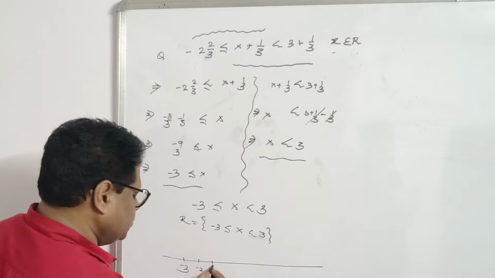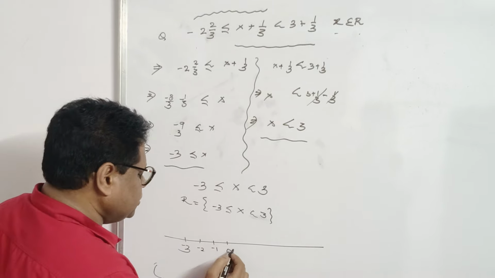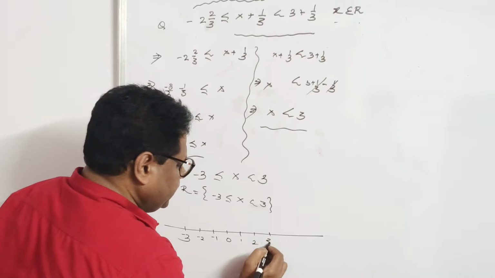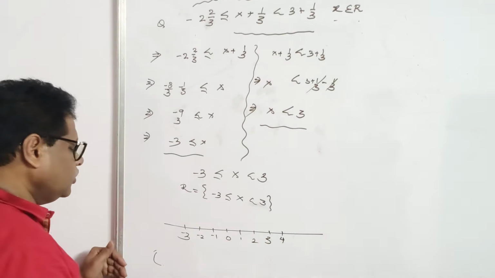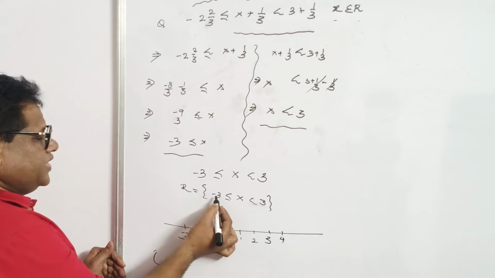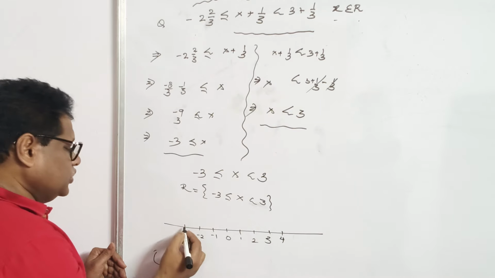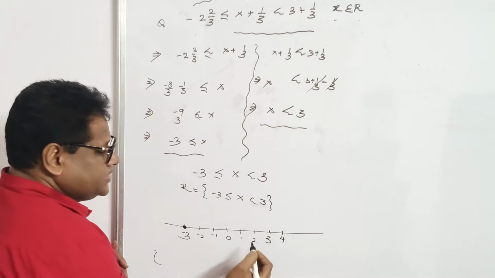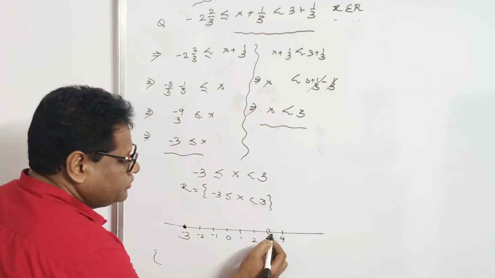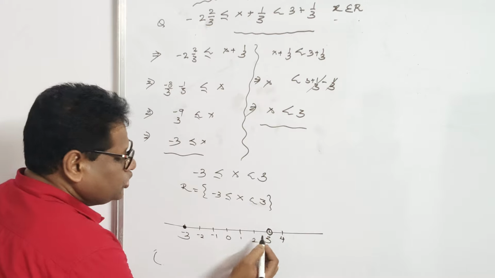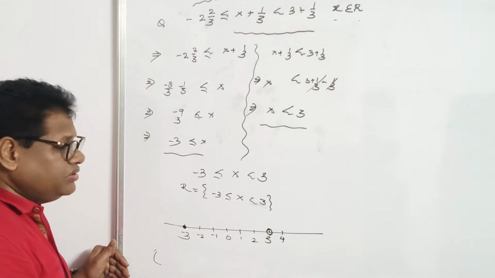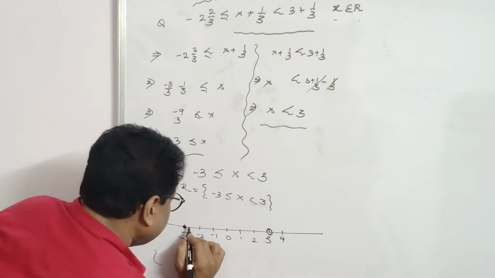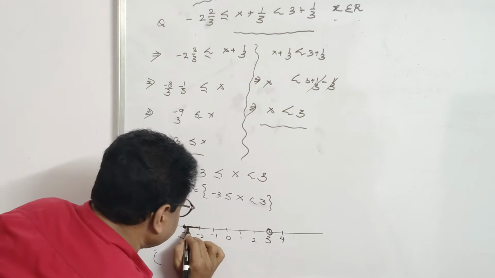Now as regards plotting, this is suppose -3. Here we have -2, -1, 0, 1, 2, 3, 4. Since x is greater than -3 and also equal to, put a dot over here. It is less than 3, put a ring over here. So the ring and dot concept should be very important when you are plotting the real numbers. Now join this. Please highlight this.